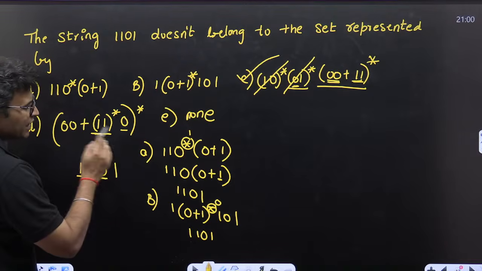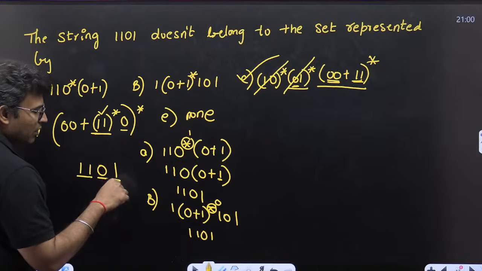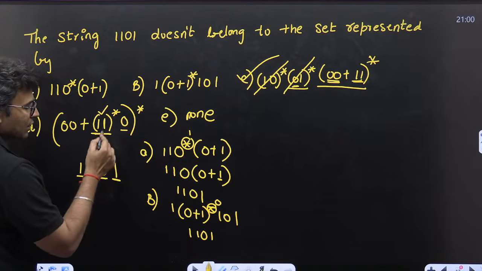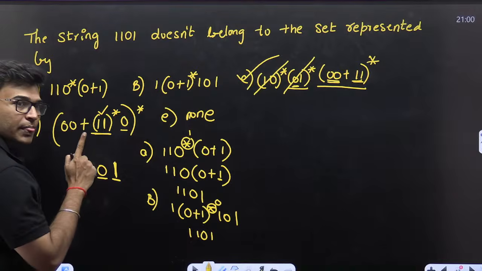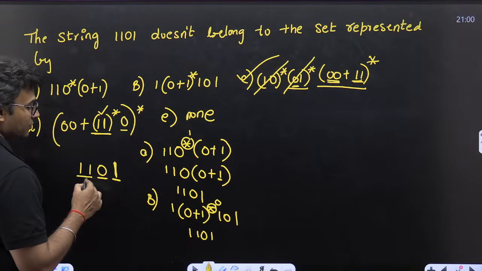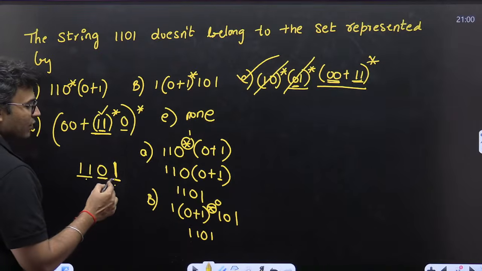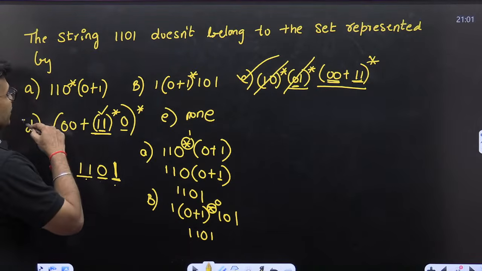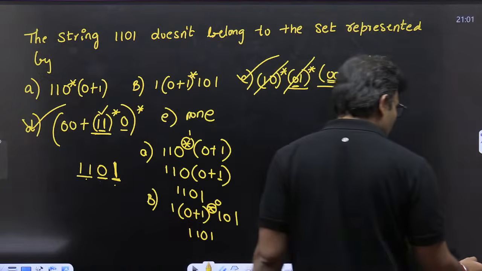But there is no single 1 here, right? Whenever I get a 1, I will get double 1. I will get two ones. I will never get a single 1. Right? 1101. I will always get two ones. I can never get a single one. So this string doesn't belong to D also.